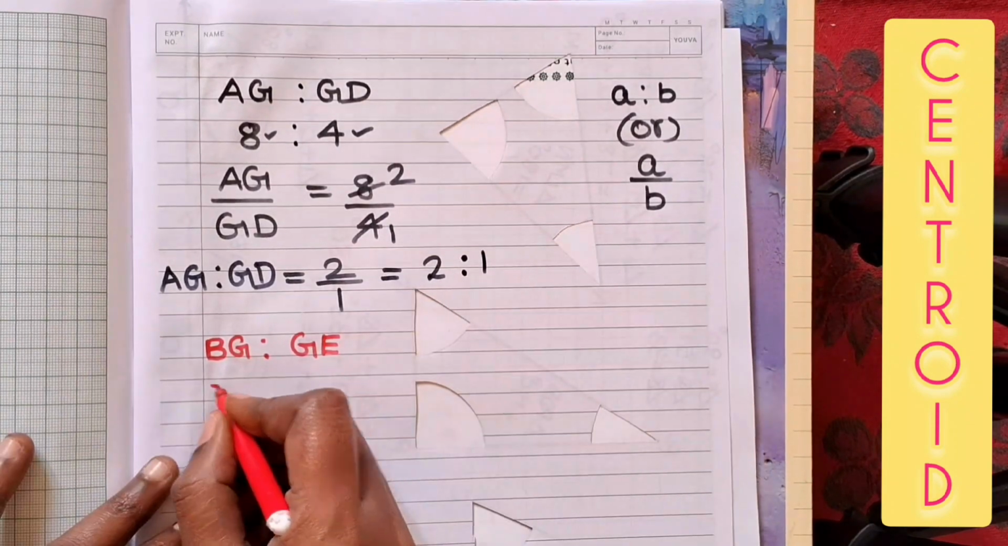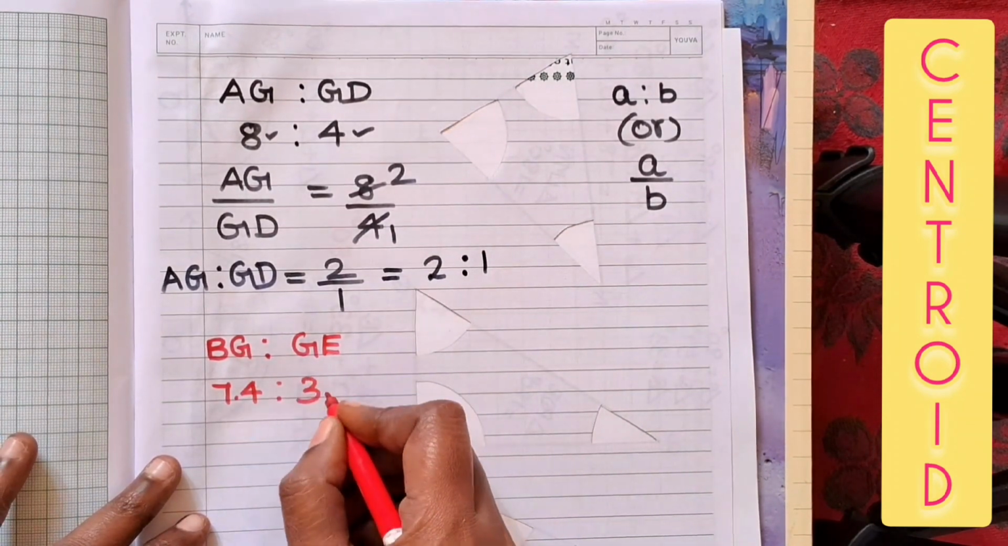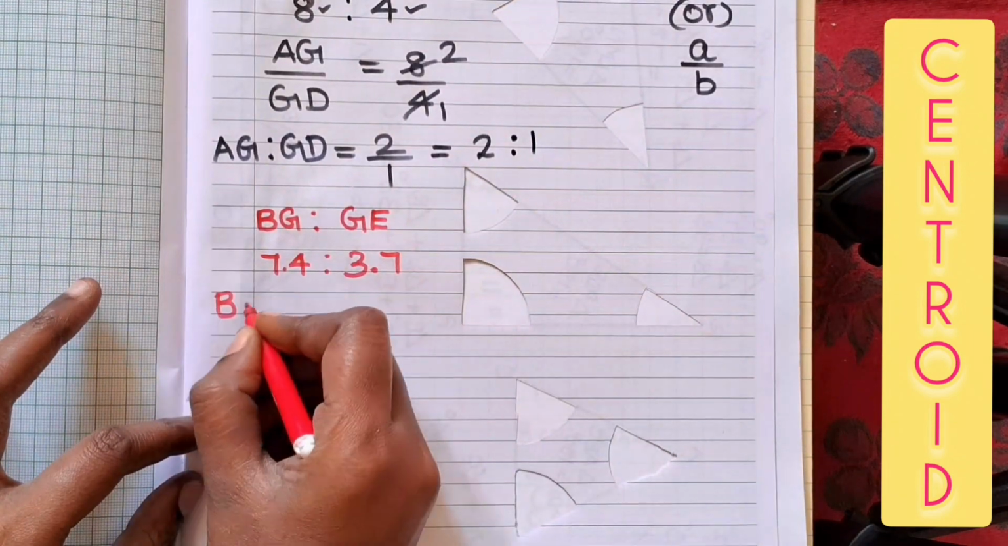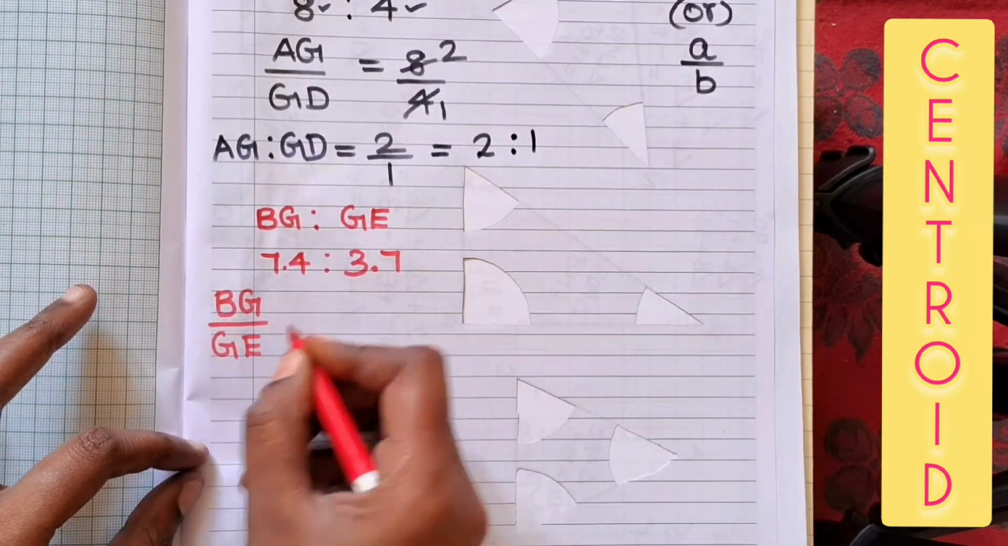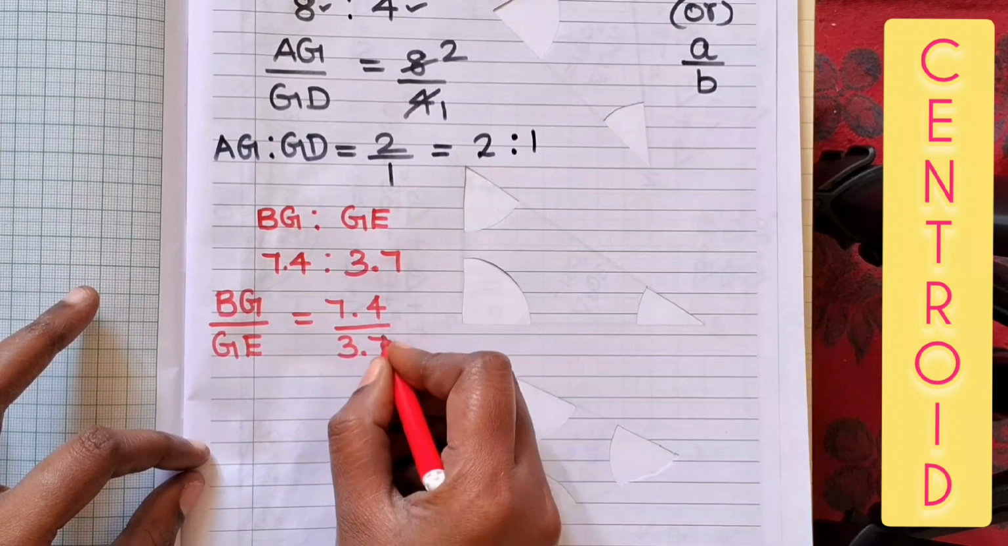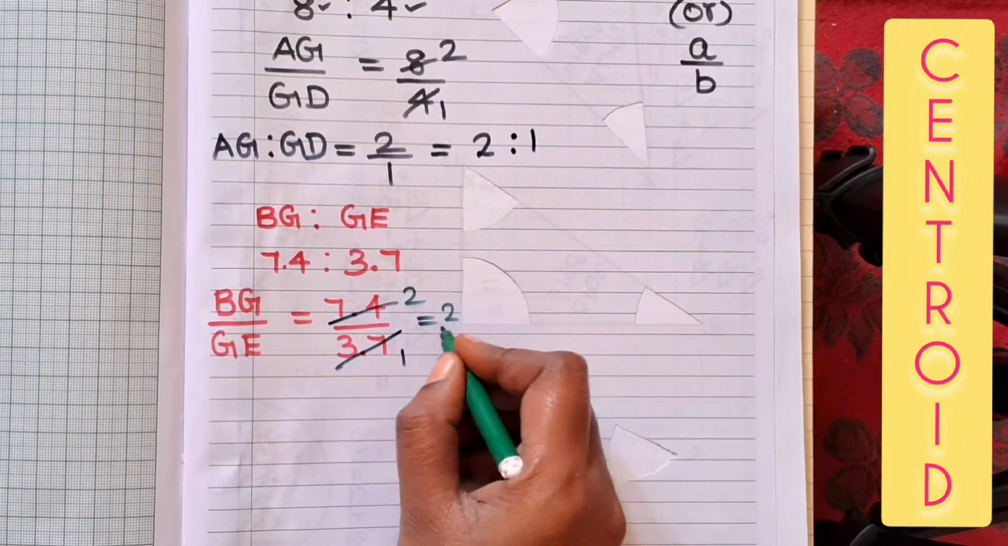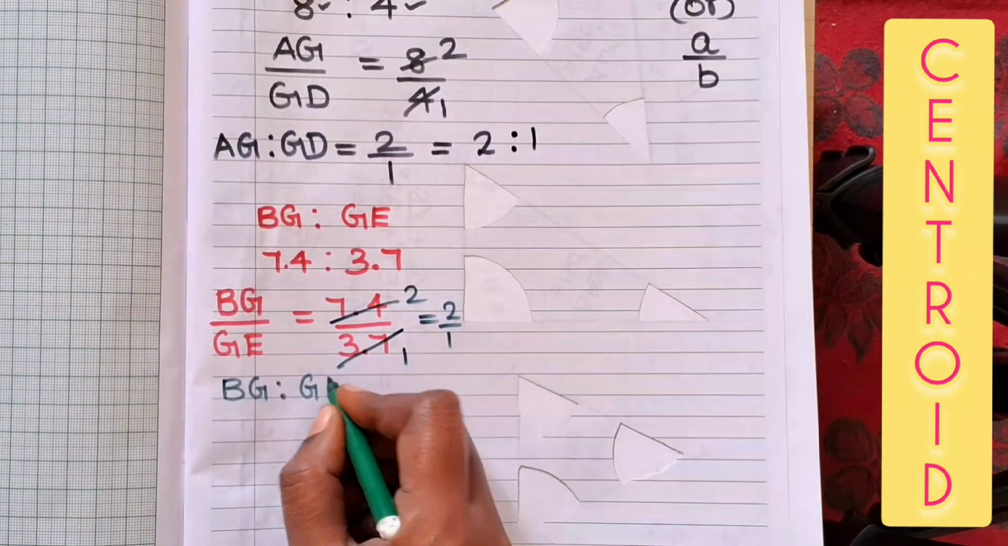We can solve the same in another way. So BG is to GE can be written as BG by GE, which equals 7.4 divided by 3.7. When you simplify it, you will get 2 by 1. So BG is to GE equals 2 is to 1.